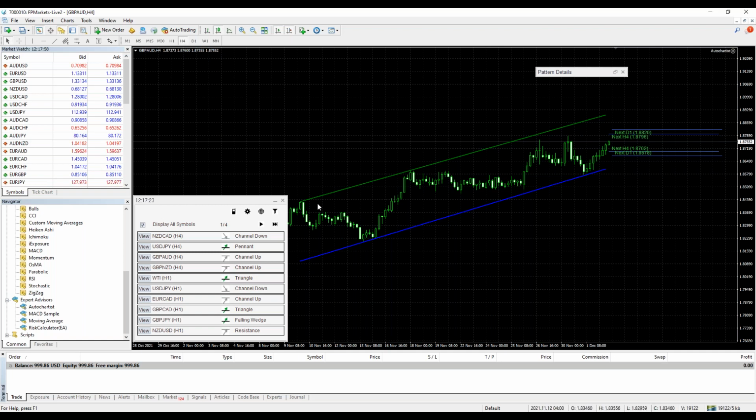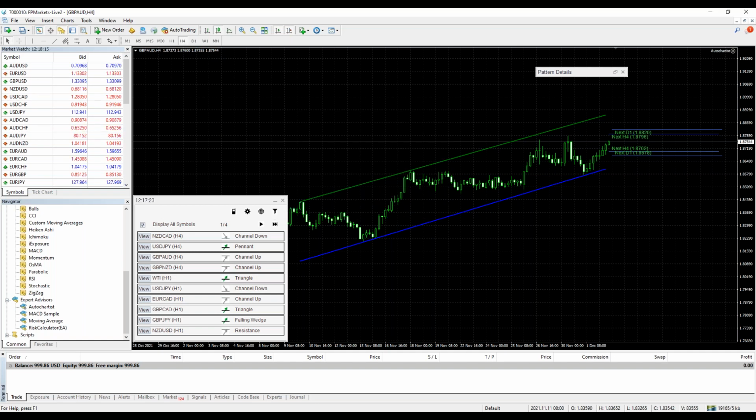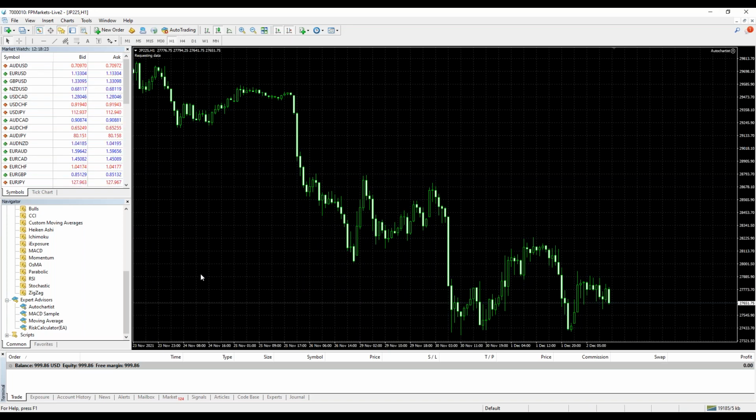I'll show you a couple more examples, and then we can actually place a few trades. There aren't that many right now, so I'm going to keep these here, and what I will show you are also some Fibonacci patterns. Let me try to find a Fibonacci pattern. Here's a Fibonacci pattern called the Gartley.